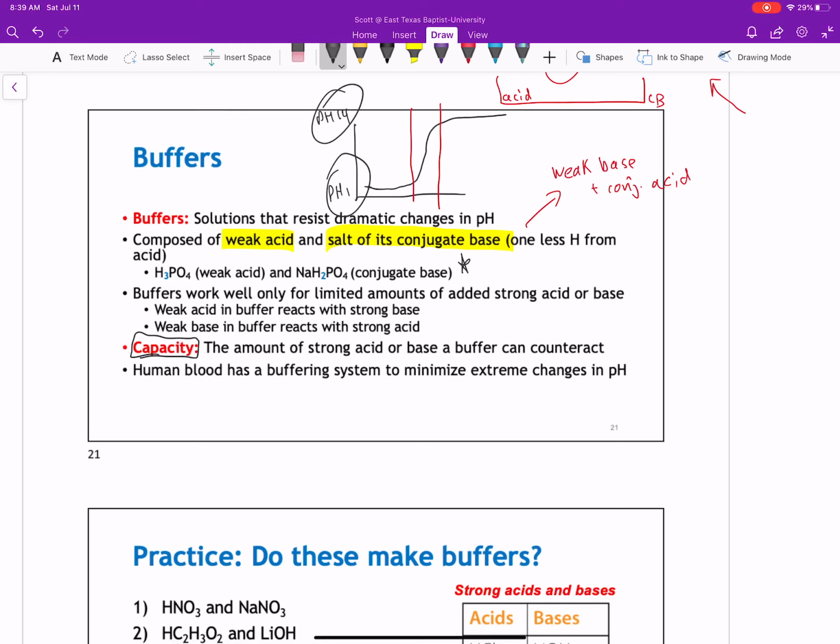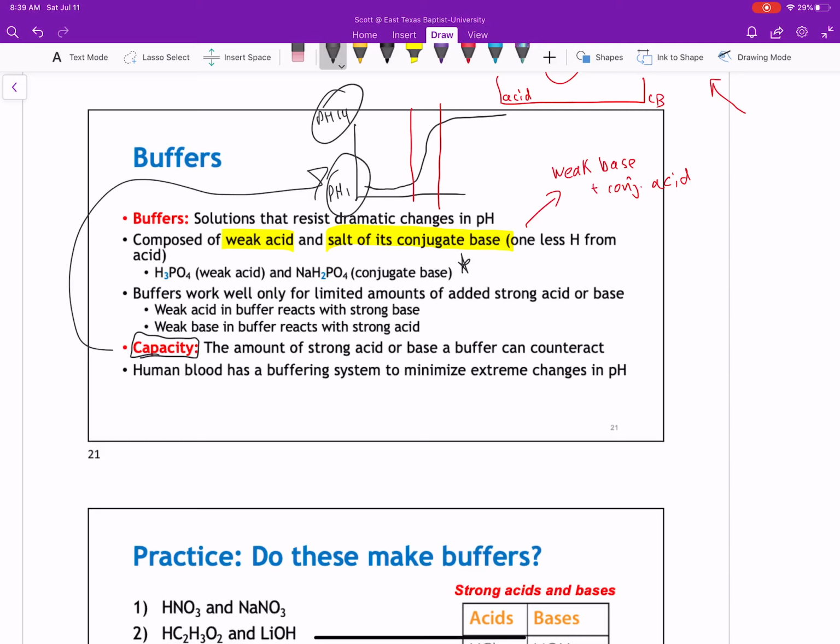So that's the capacity. There's a limit to how much a buffer can take before it just completely goes off to the other side. Human blood actually contains a buffering system to minimize extreme changes in pH, which, if our blood had extreme changes in pH, we wouldn't live. It's the carbonate buffer system.